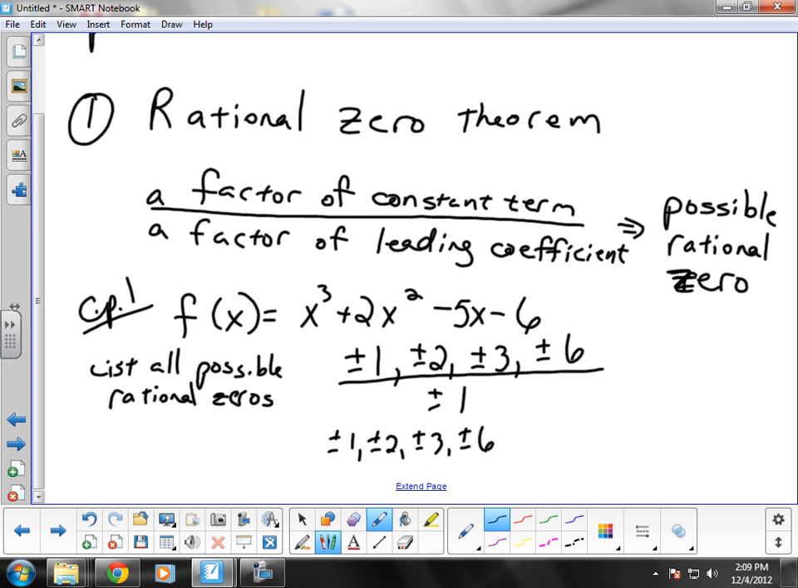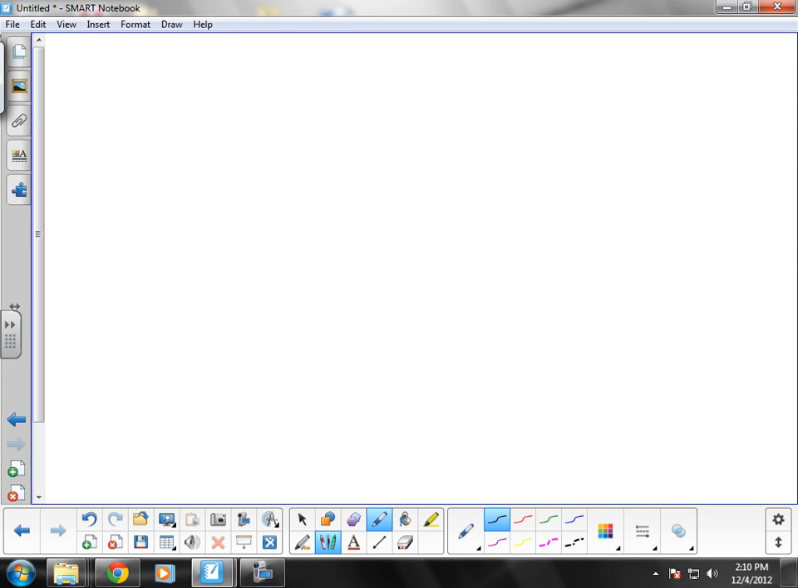And I'll just tell you the truth, a whole lot of people cheat, and they go ahead and look at the graph, and they look at these numbers and see which one works. And then they put it in the synthetic division to prove that it actually is the right one. So it doesn't really matter.